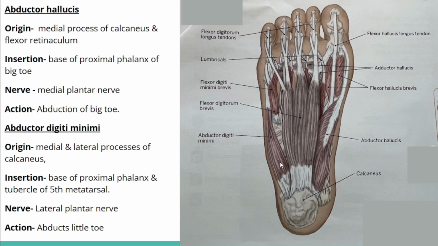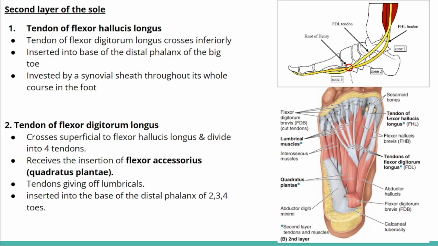Abductor digiti minimi is this muscle. It arises from the medial and lateral processes of the calcaneus and inserts into the base of the proximal phalanx and tubercle of the fifth metatarsal. This is innervated by the lateral plantar nerve, and it does abduction of the little toe. So these are the 3 muscles which make up the first layer of the sole, and then the second layer.